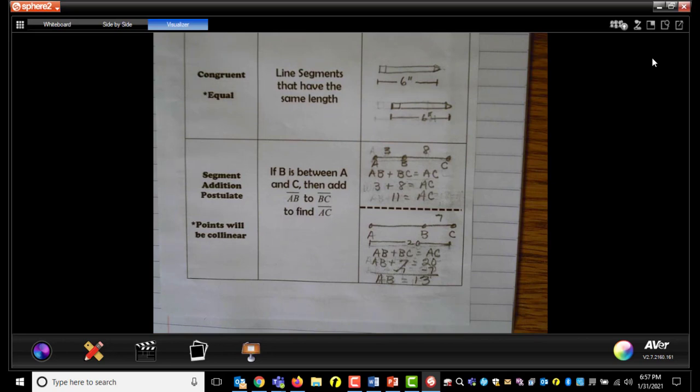Now go ahead and glue that in your notebook. And I think we have a big ideas assignment for you to complete now.